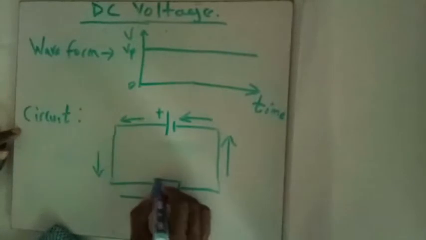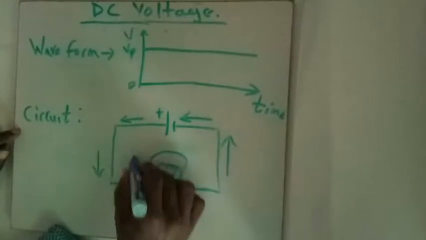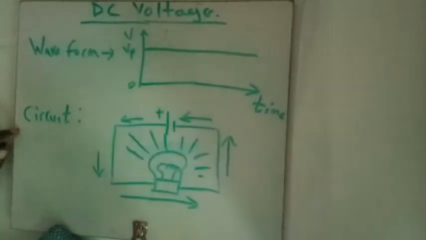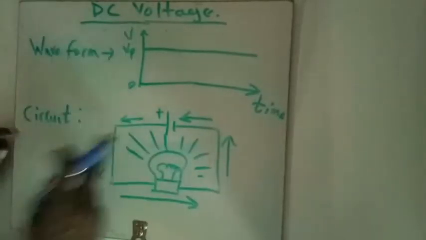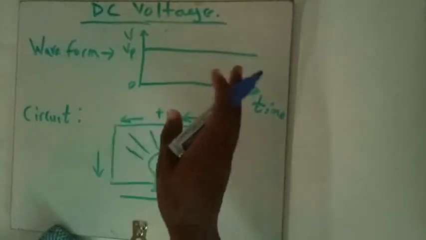Now if this load happens to be a bulb, it is permanently on, at maximum brightness. Once you connect it to a DC voltage source, it just comes on and stays on. So there's no fluctuation. It's not slowly increasing to maximum voltage and then dropping back.